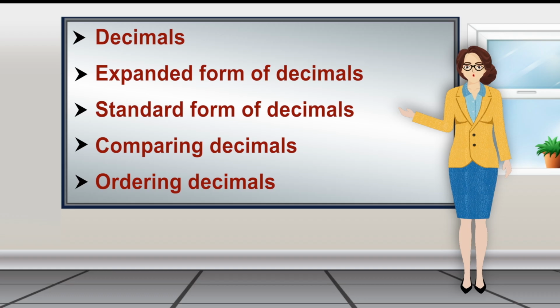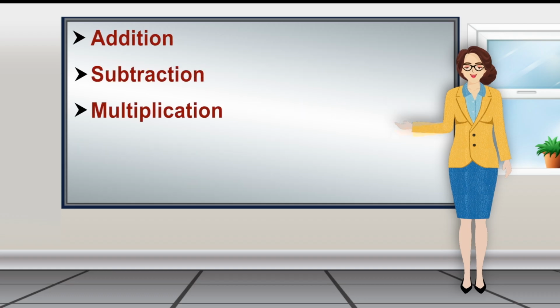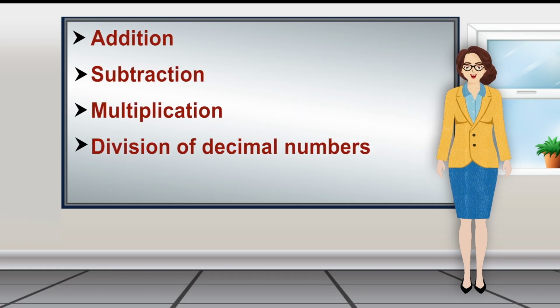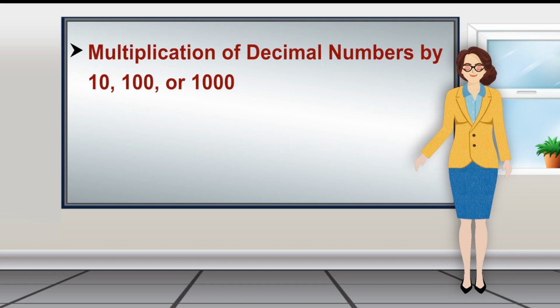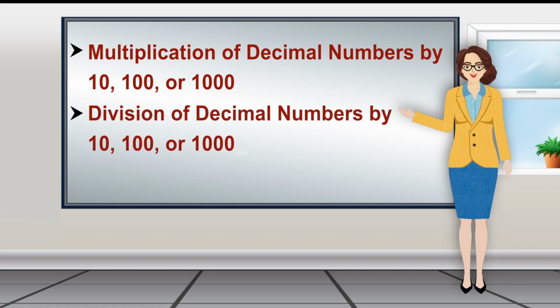Students, in this chapter you have learnt about decimals, expanded form of decimals, standard form of decimals, comparing decimals, ordering decimals, addition, subtraction, multiplication and division of decimal numbers, multiplication of decimal numbers by 10, 100 or 1000, and division of decimal numbers by 10, 100 or 1000.